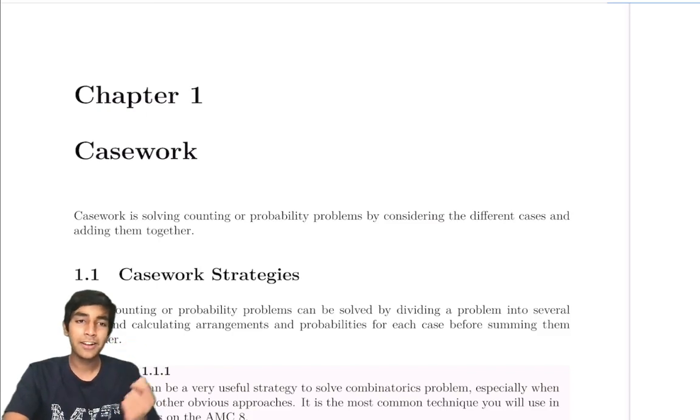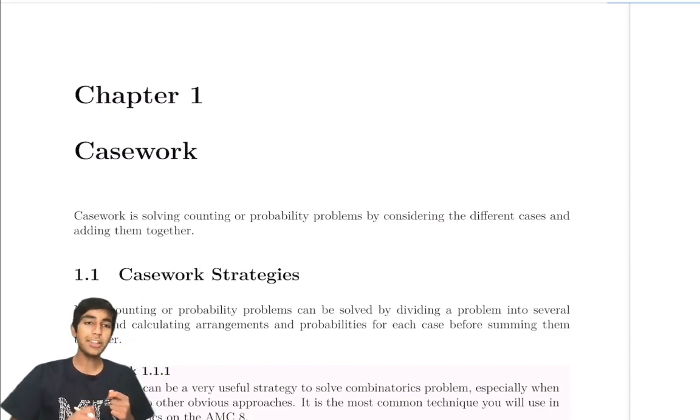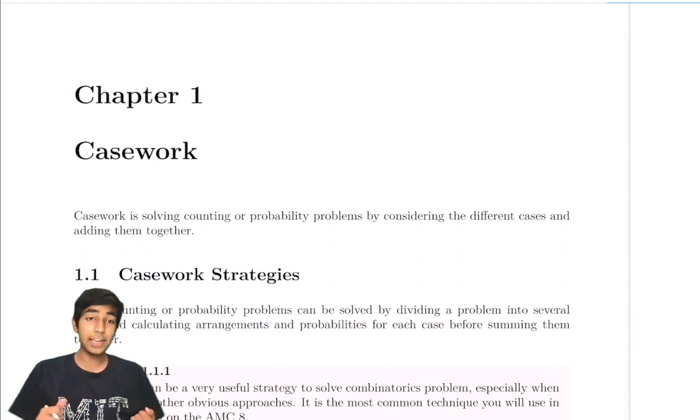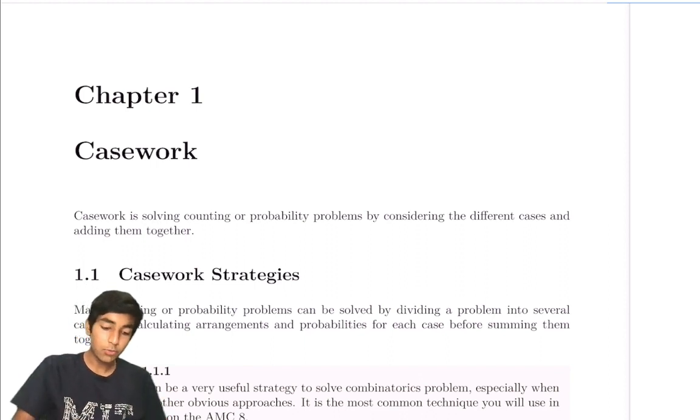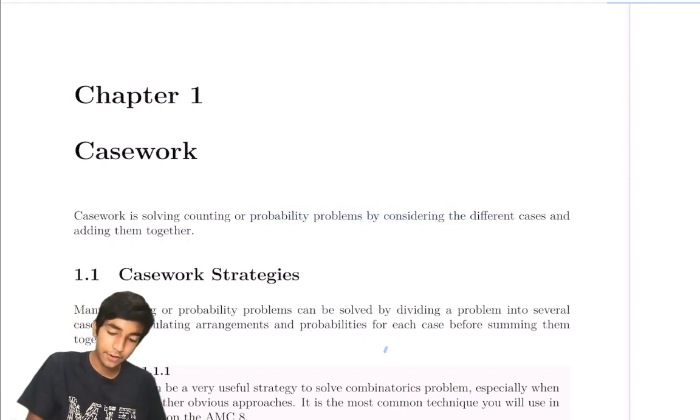Sometimes you can't directly solve the problem. You'll need to split it into cases using casework. Casework is solving counting and probability problems by considering different cases.